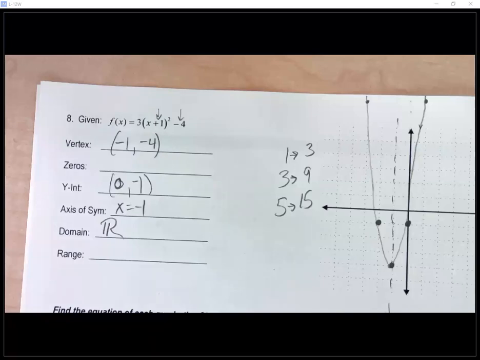Okay, great. I got my graph. My zeros, I can't tell where they are from my graph, so I'd actually have to do that out. How do you find the zeros when it's given to you in this form?